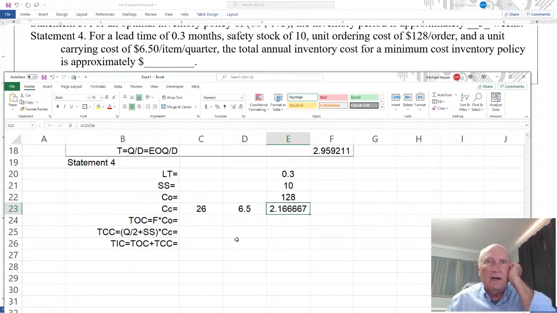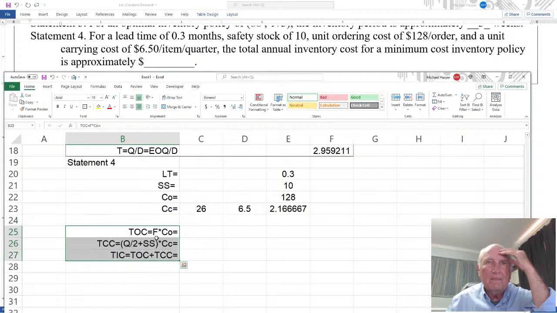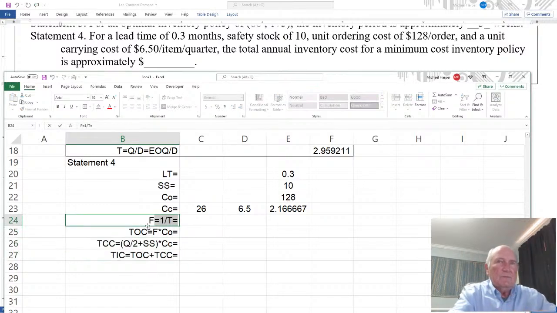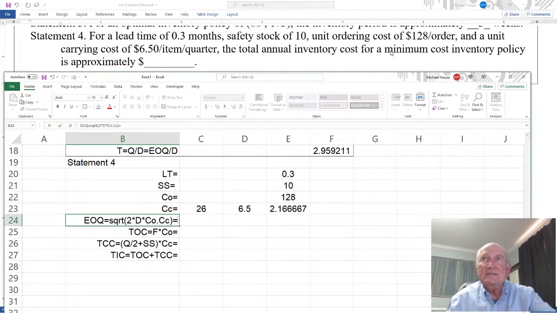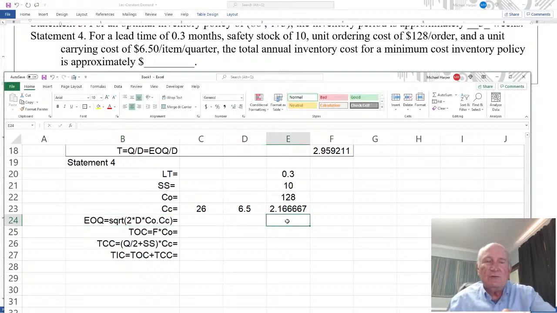Okay, now in order to get the frequency here, okay, let's bring this down. And the frequency simply is going to equal, it's 1 over T, but we don't have T. What we have is a lot. Oh, first thing we need is EOQ. EOQ equals the square root of 2 times D times C sub O divided by C sub C. Okay, we first need a lot size Q, and it says the minimum cost inventory policy, so that's going to be EOQ. So let's come over here and do it here.